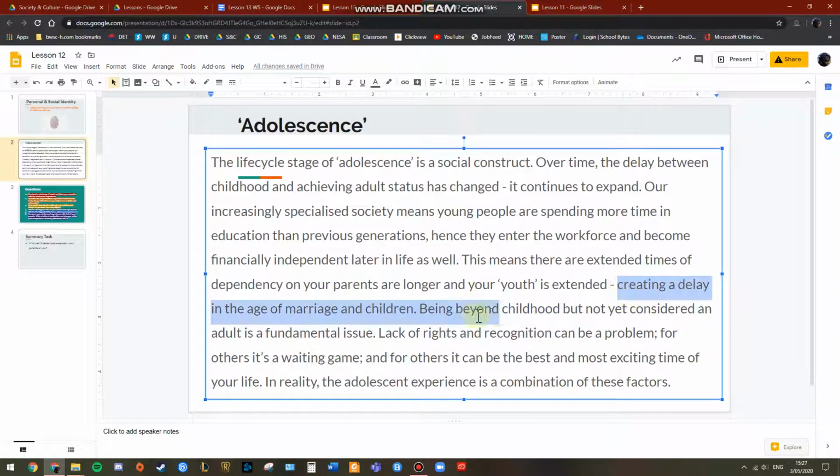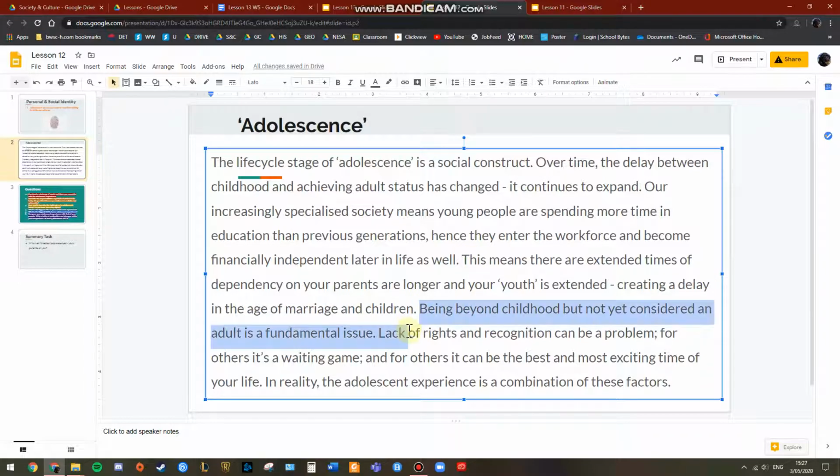What this has done is created also a delay in the age of marriage and children. So a lot of people are getting married a lot older. I'm not saying this is a bad thing or anything, by the way. I'm just trying to highlight that life cycle of adolescence and how it is a social construct, because it has changed significantly over time.